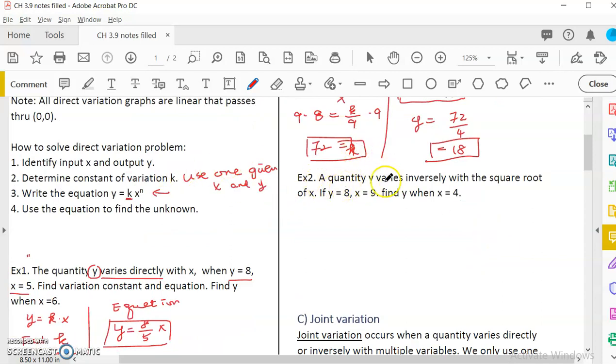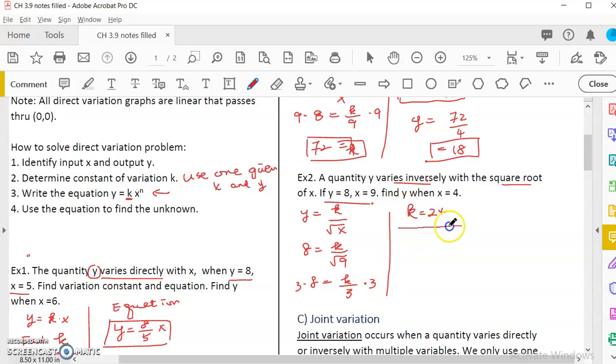Example 2: a quantity y varies inversely with the square root of x. So what is the basic equation? It will be k divided by the square root of x, because inversely means dividing. Now I want to solve for k, so I use these pairs. 8 equals k over the square root of x. x is 9, so 8 equals k over 3. Multiply by 3 on both sides to solve for k. k is equal to 24.